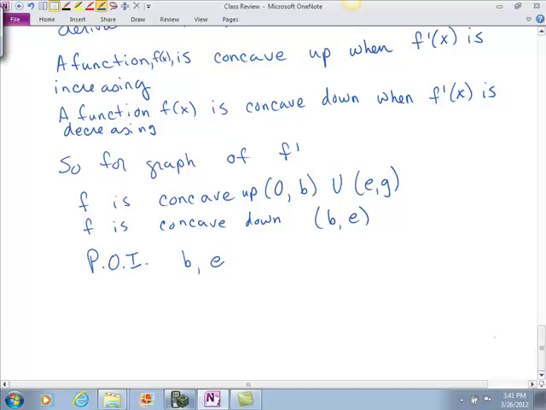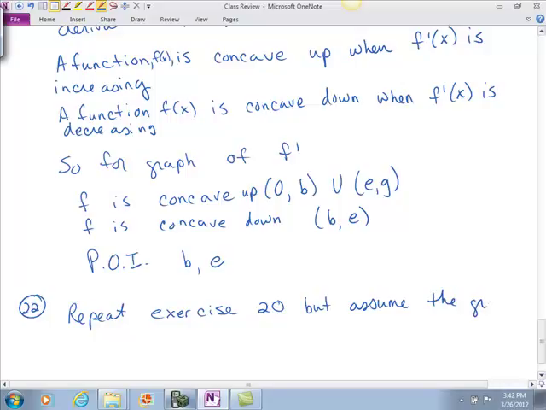Then on 22, it says repeat exercise 20, but assume the graph above is the graph of the second derivative.